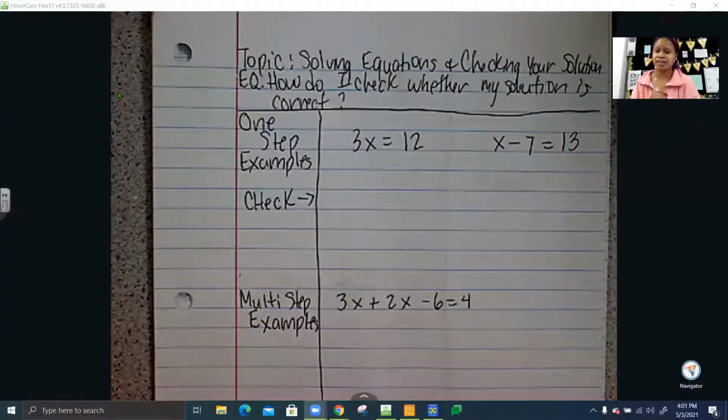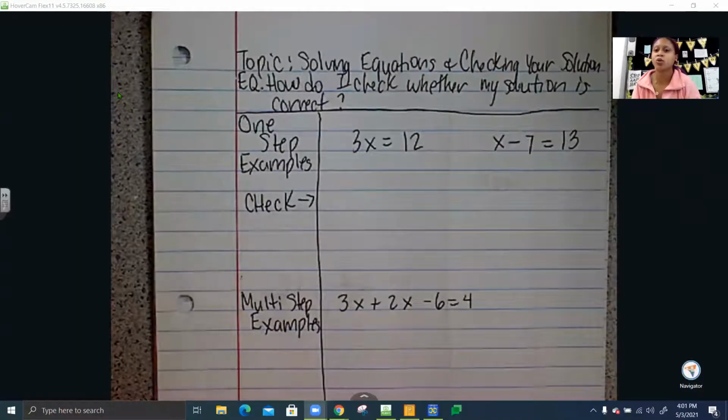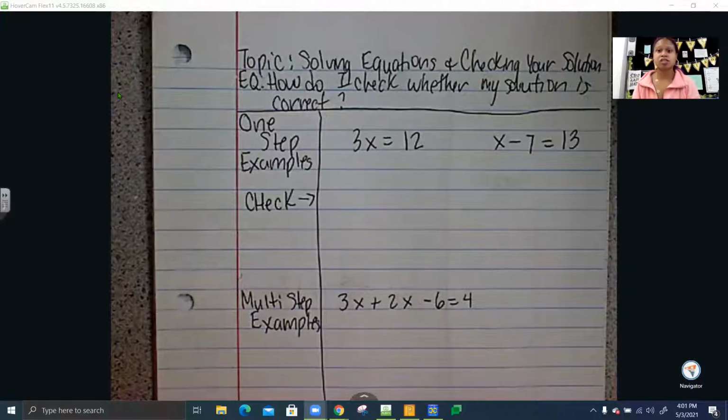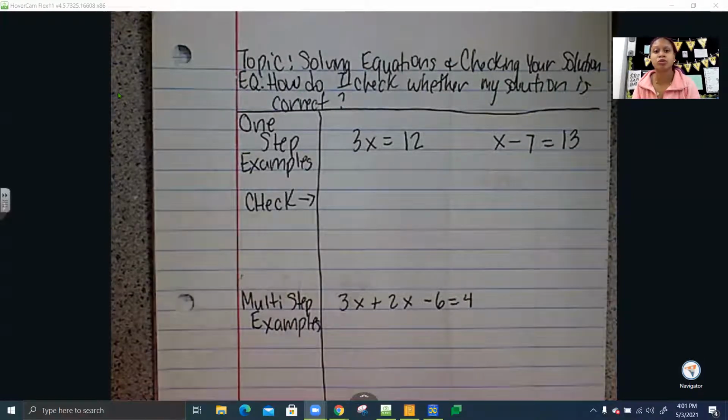Hi, so for today's topic, we're going to talk about solving equations and checking your solution. So you should have already learned how to solve equations. So this isn't new, so I'll go a little bit quicker through the solving section. But then the newer thing that we're going to talk about is checking your solution. So how do you know whether your answer is correct?